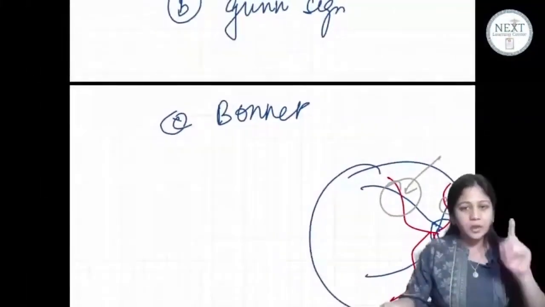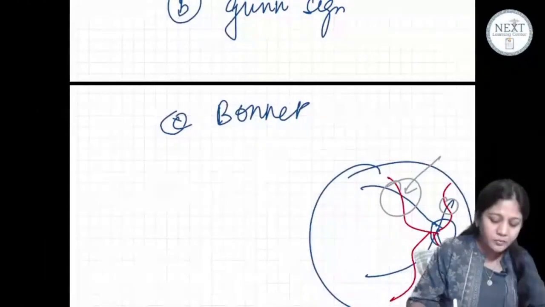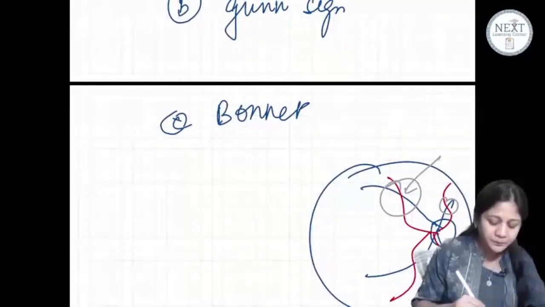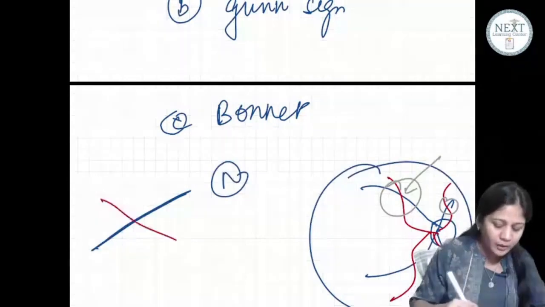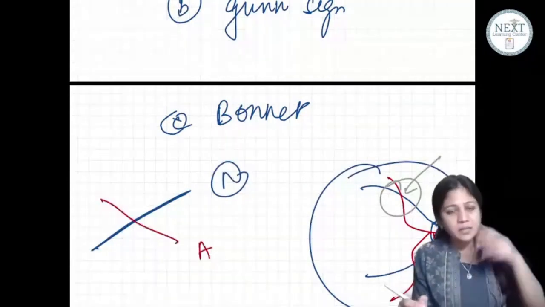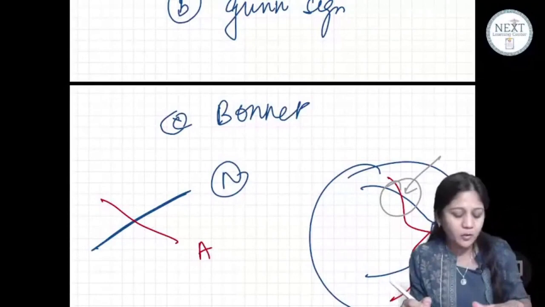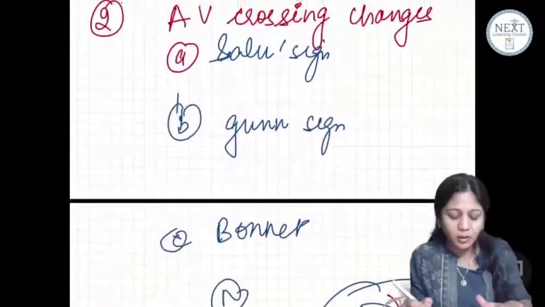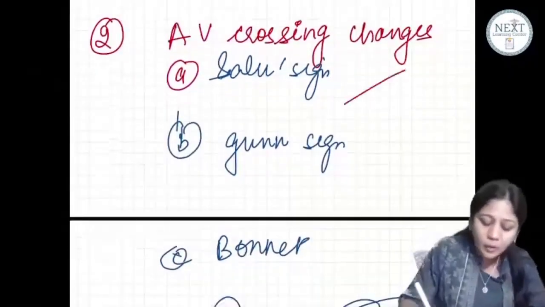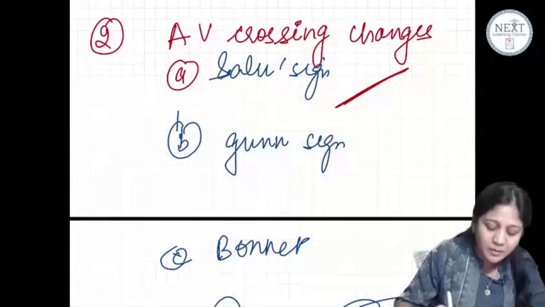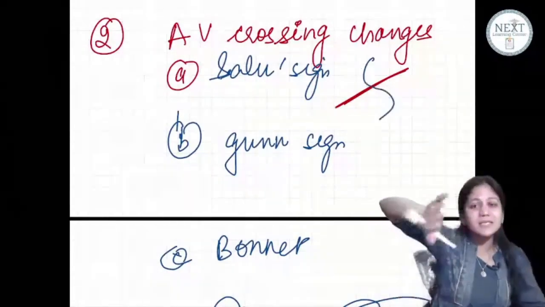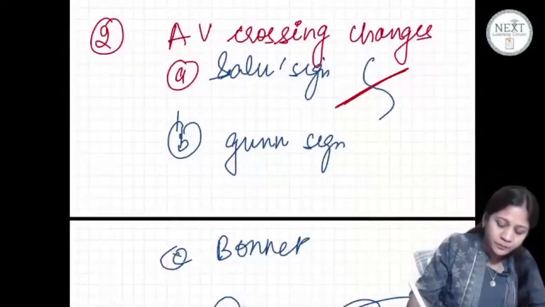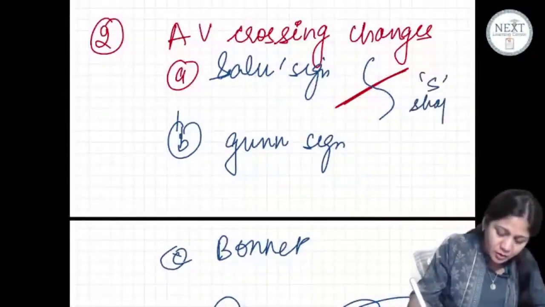ठीक है? Now normally, all of you please pay attention. This is your normal vein, and if this is your normal artery, what happens in these three signs? These are the AV crossing changes. The word Salus means S-shaped deflection. ये जो वेन है ये ऐसे S शेप में डिफ्लेक्ट हो जाती है. What is Salus sign? S-shaped deflection of vein.